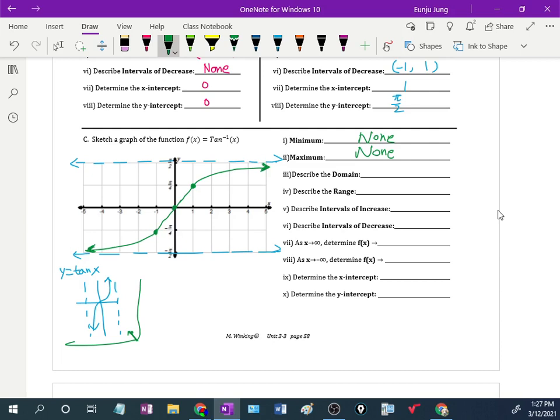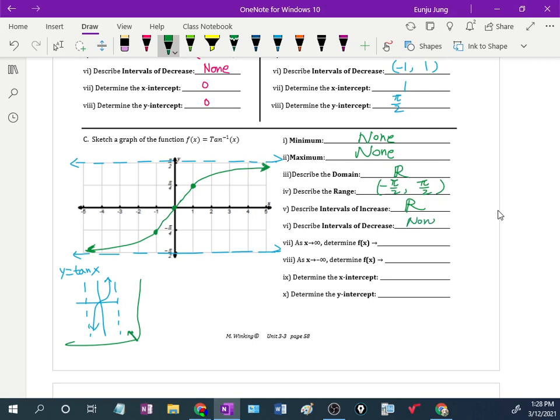Right, what's the domain? All real numbers. What is the range? From negative pi over 2 to positive pi over 2. Do we include the endpoints? No, because we have horizontal asymptotes, okay? So open parentheses here, not the bracket. Number 5, describe the interval of increase. From left to right, the graph is increasing everywhere on the domain, right? What's the domain? All real numbers. Everywhere it's increasing.